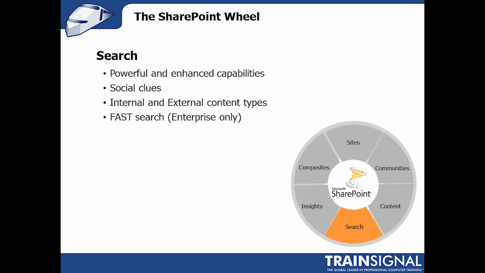Number 4, search. People can find the information they need easily and quickly with SharePoint's powerful and enhanced search capabilities. SharePoint uses social clues, search that is people and expertise specific to find people in context. You can search for internal and external content types. Microsoft now tells us that there are over 400 structured and unstructured content types that are supported using advanced content processing with strong linguistics. And right now, there are 85 languages supported.